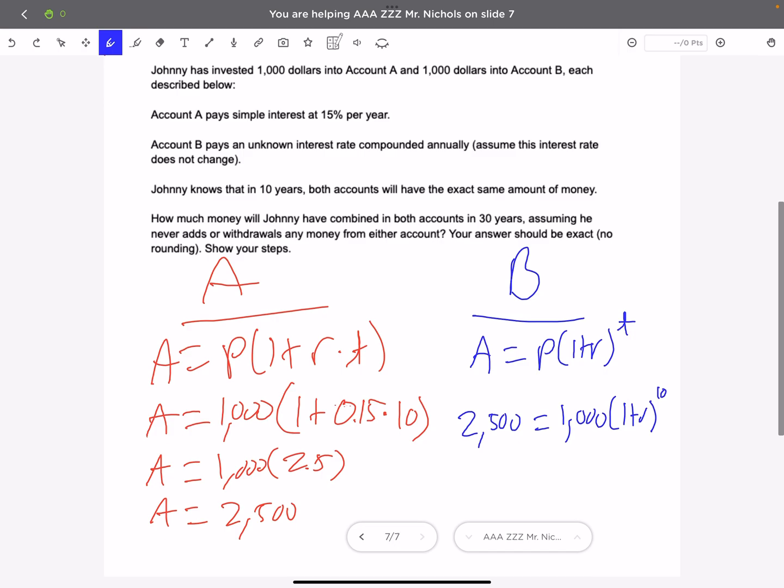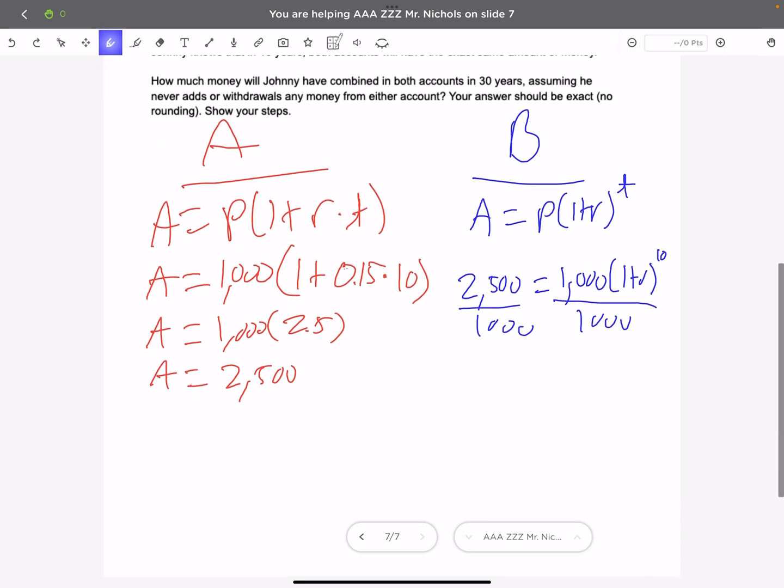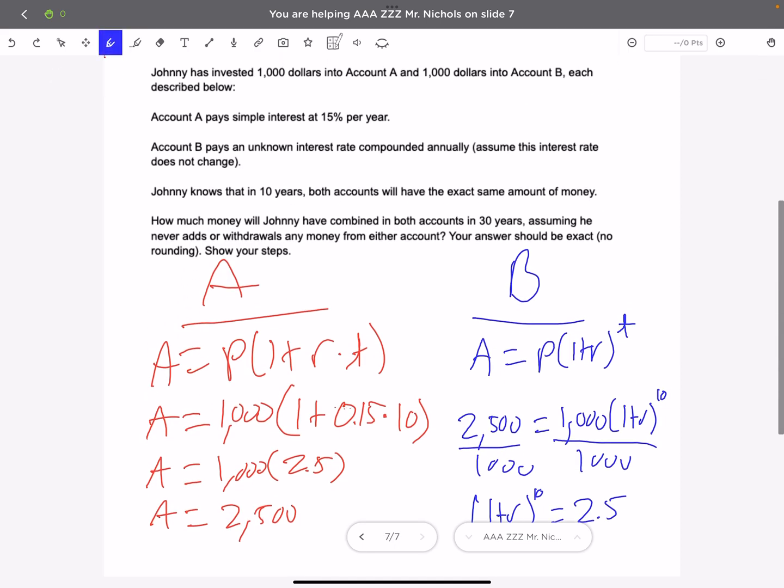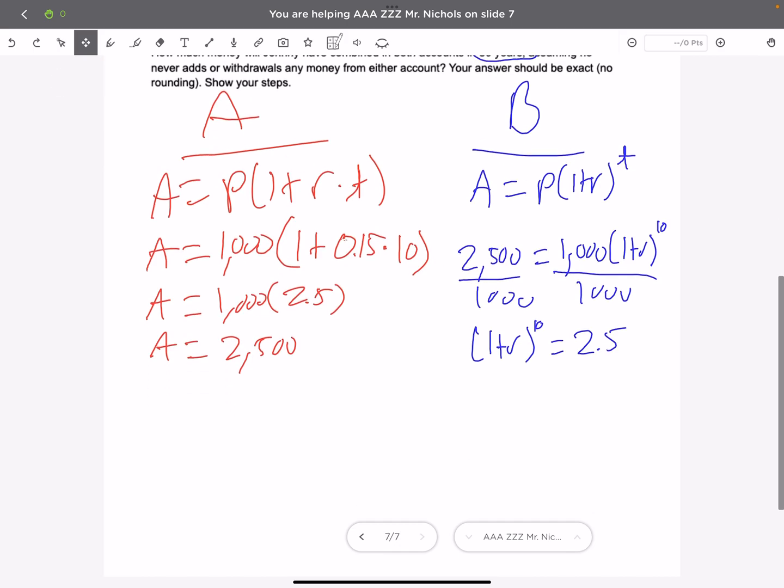All right. And so what we can then do is divide by 1,000, divide by 1,000, and we get 1 plus R to the 10th power is equal to 2.5. Now, you could do a weird calculator thing where you take the 10th root of 2.5, but that's actually not necessary because the next part we're told is that we want to know what it is in 30 years, all right? And so we know 1 plus R to the 10th power is 2.5. That's the number we multiply.